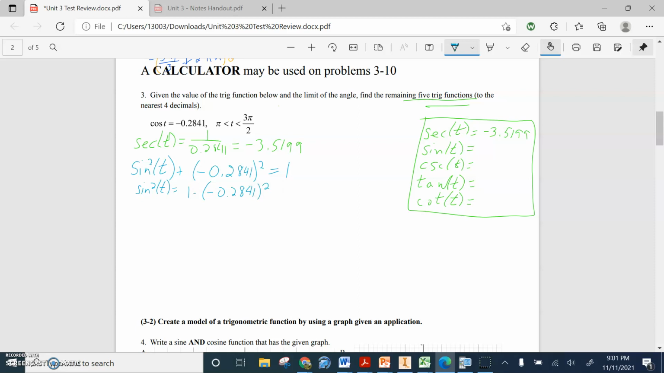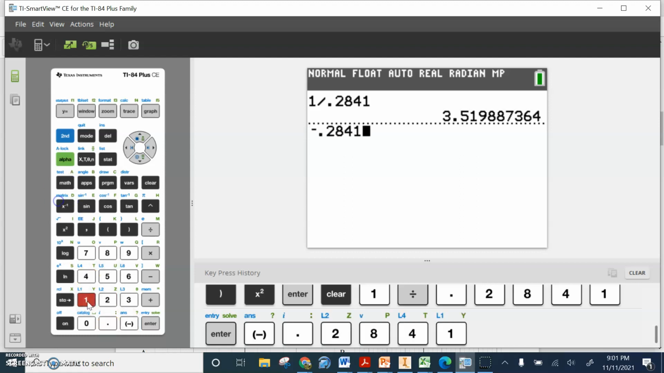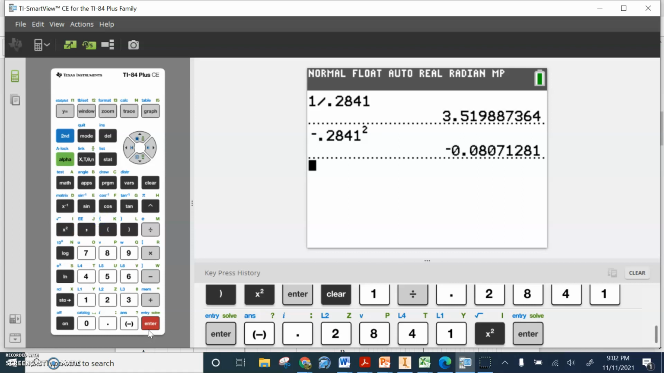And this is where I had a lot of kids having trouble. So let me go in here and I'll show you what happens. I'm trying to take the negative 0.2841 squared. Now, I don't know what that number is going to come out to be, but I do know that when I hit enter, I should not be getting a negative number. A negative number squared should not be giving me a negative answer.